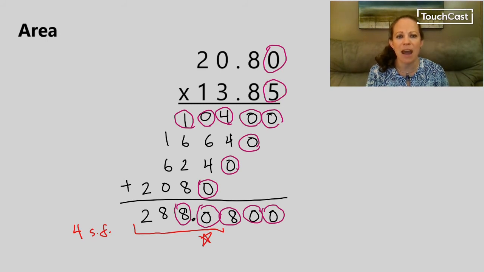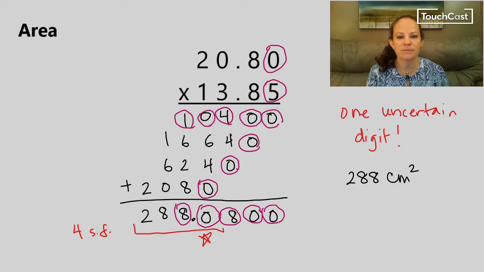So we're going to take our answer. In fact, let me write this down really quickly. 1 uncertain digit only. So we will report our answer as 288 square centimeters, because that satisfies having a number of significant figures that includes no more than 1 uncertain digit.